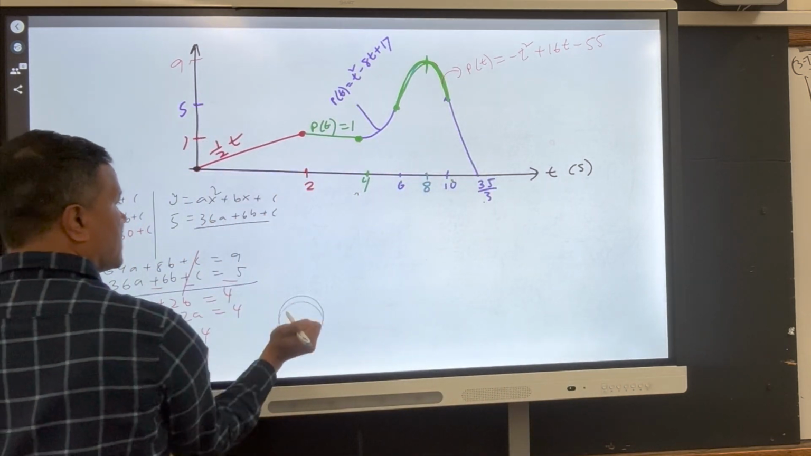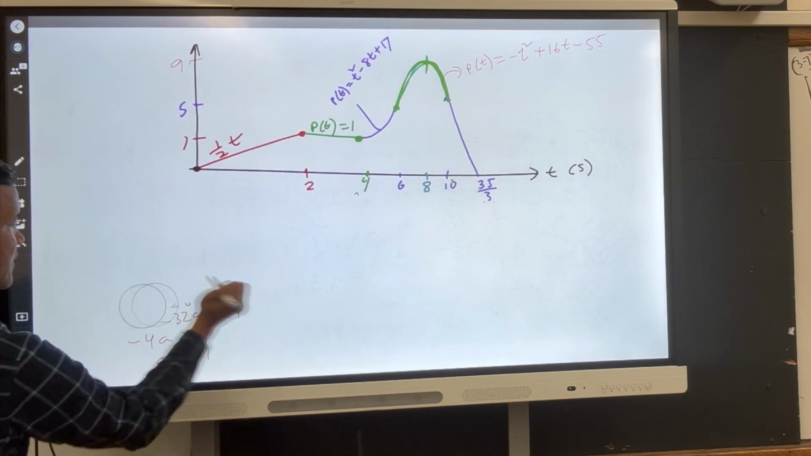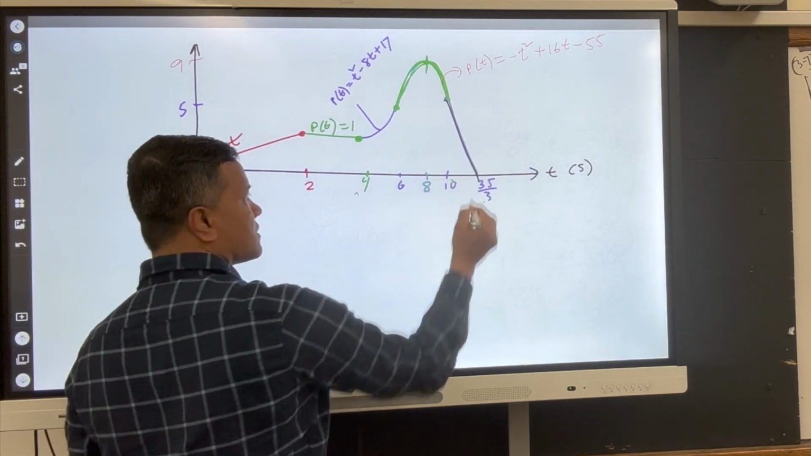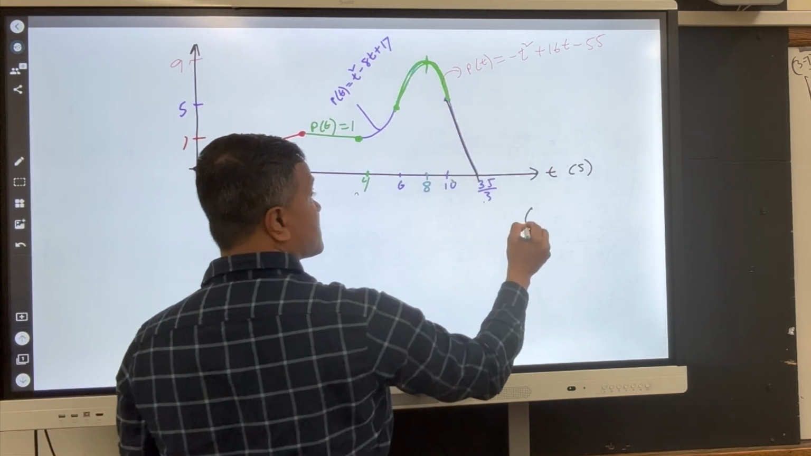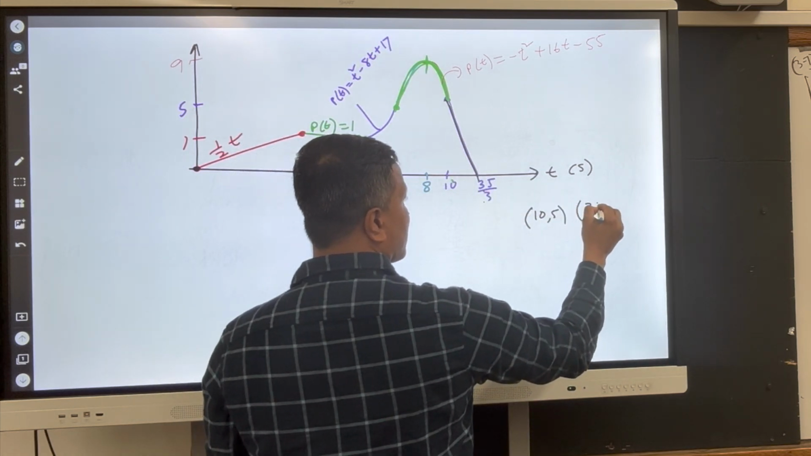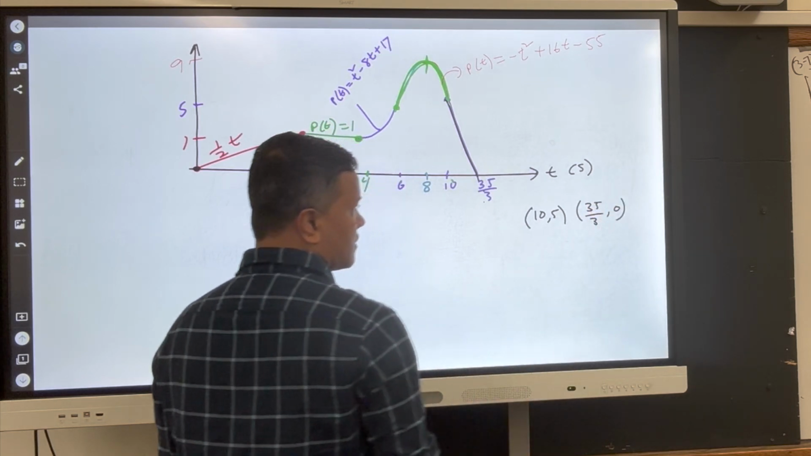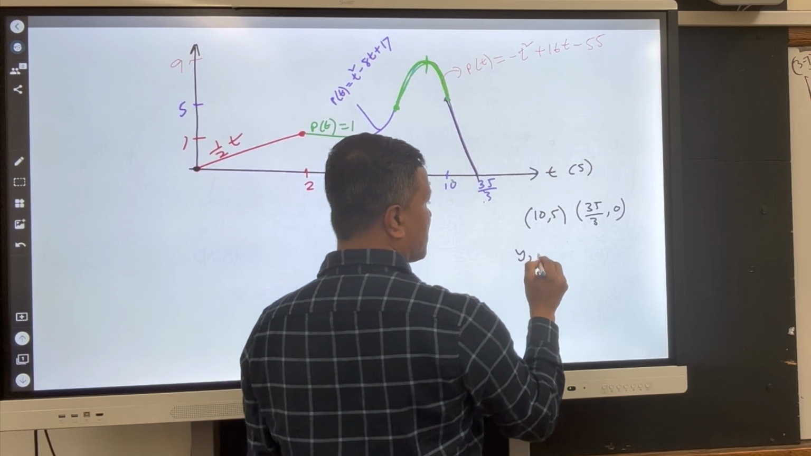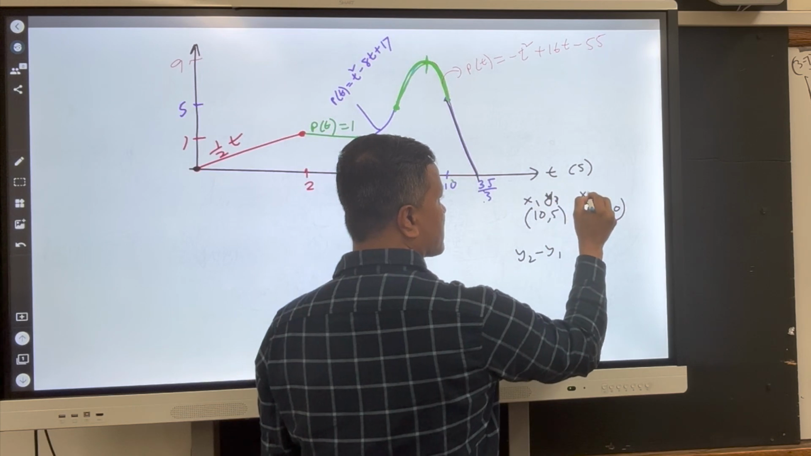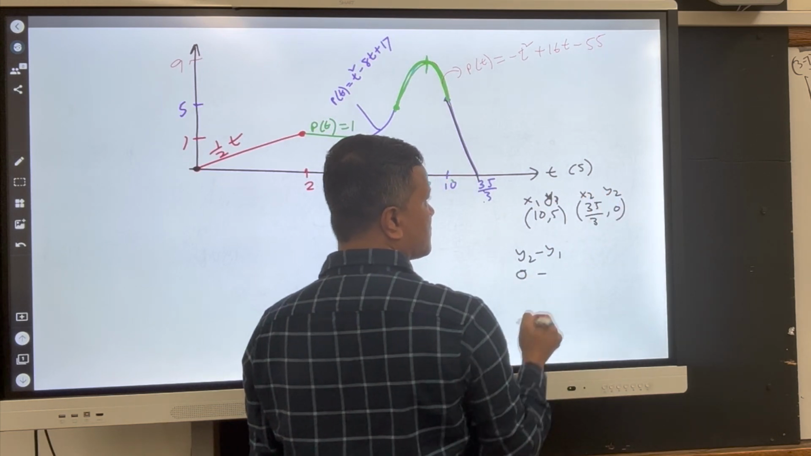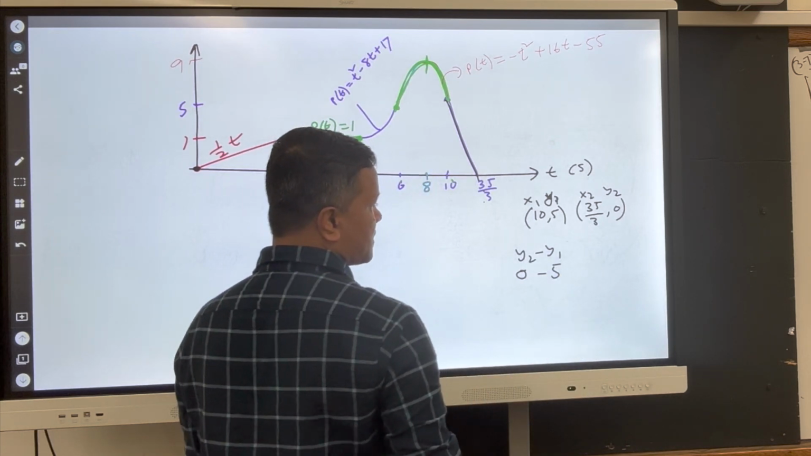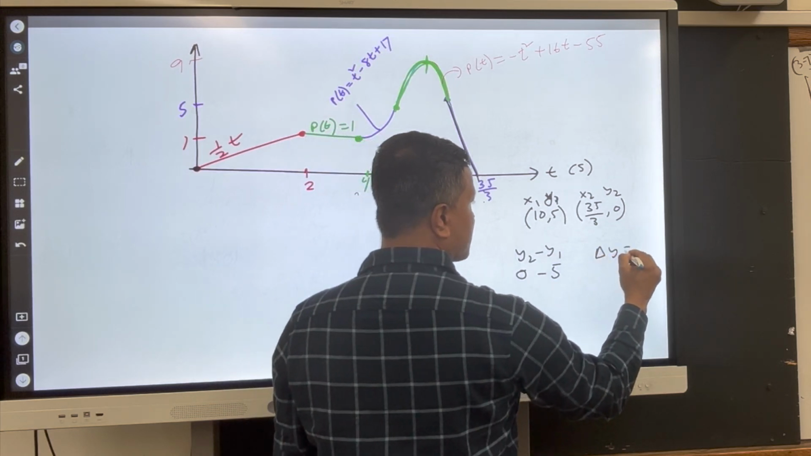Last one is a linear line, so it's going to be easy to describe. From here to here is linear. So I have 2 points. This is 10, 5, and this is 35 over 3, 0. All right, let's see the slope. y2 minus y1. This is x1, y1, x2, y2. So y2 is 0 minus y1 is 5. So 0 minus 5, delta y is minus 5.